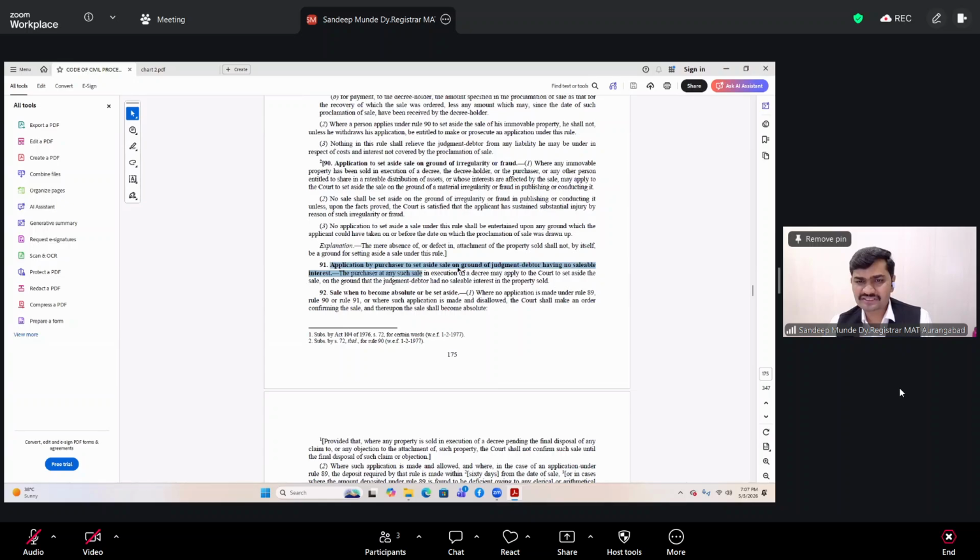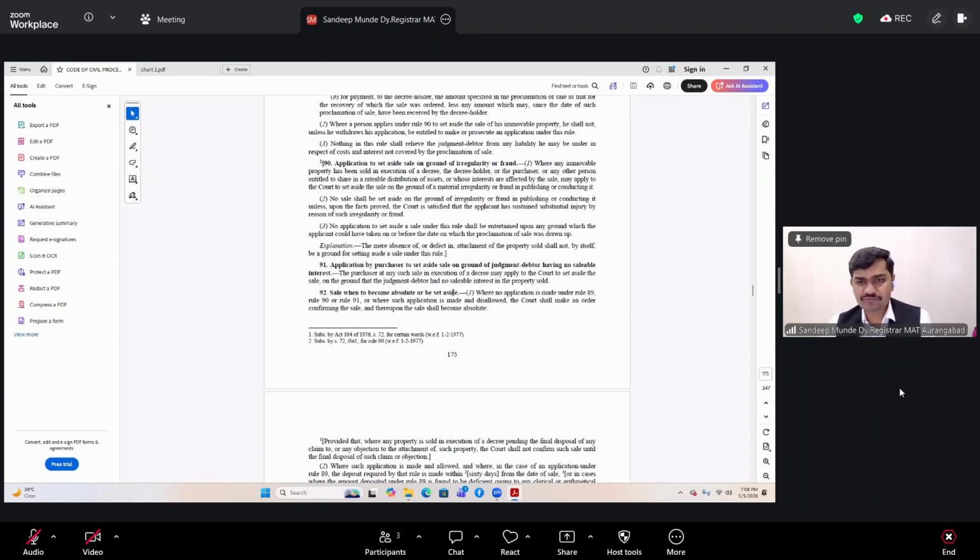Application by the purchaser to set aside the sale on ground of judgment debtor having no saleable interest. If, during the sale process, it is found that the judgment debtor has no saleable interest in the property, the purchaser may apply to the court for refund of his amount, as the judgment debtor has no power or saleable interest in it.